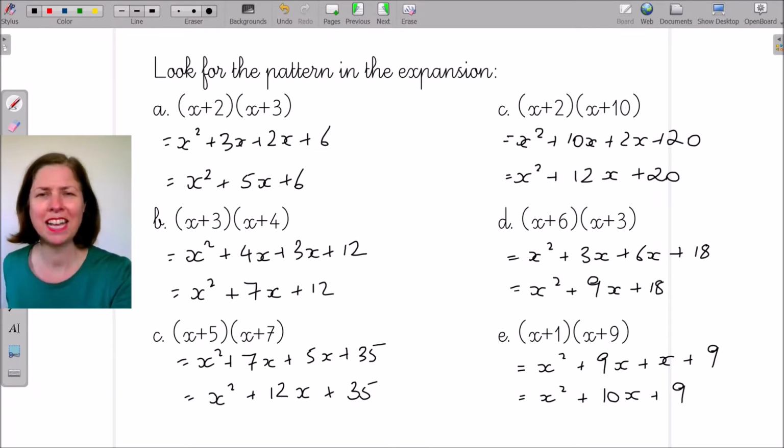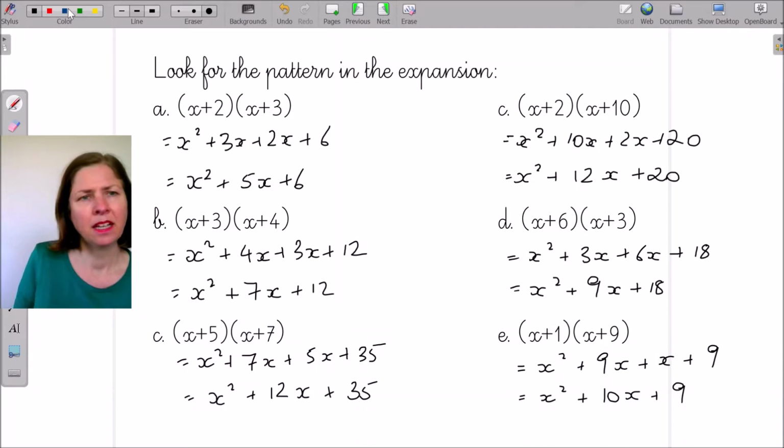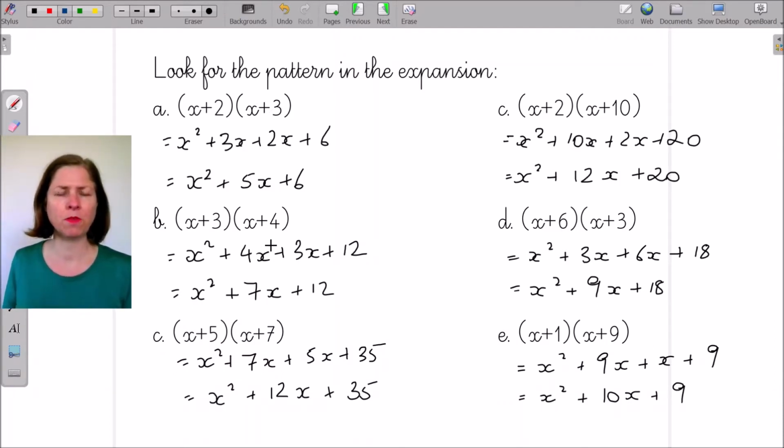Okay, so there are my answers. And you can go through yours and check them, pause if you need to, and just check your own. But what I want to talk about now is the pattern that does exist in these, even though it's a different one from the one we've seen before.